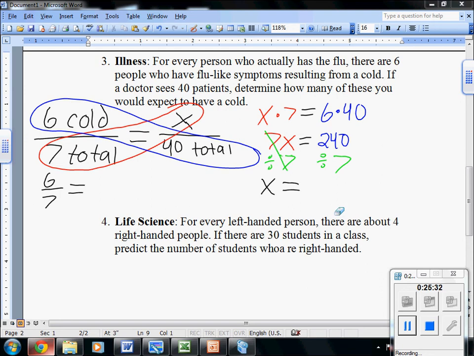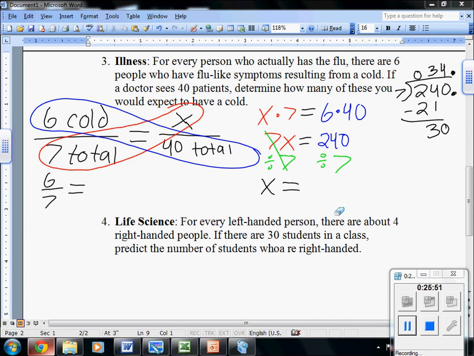To see what 240 divided by 7 is, we're going to bust out the long division real fast. So 240 divided by 7. 7 goes into 2, 0 times. 7 goes into 24, 3 times. 3 times 7 is 21. Subtract that, we get a 3. The decimal's there, by the way.